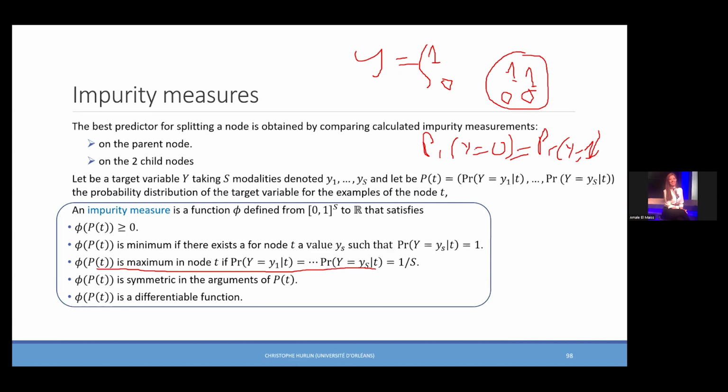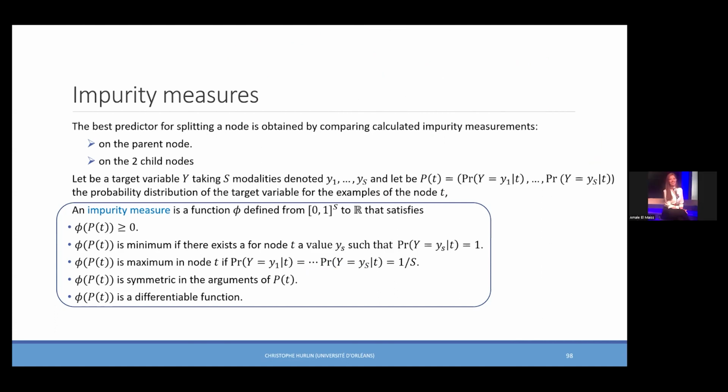And then we consider that with respect to the default, this node includes an impure population. In this case, the measure phi will be maximum. So basically the probability to be, for example, black or white is high. It is a measure of impurity.